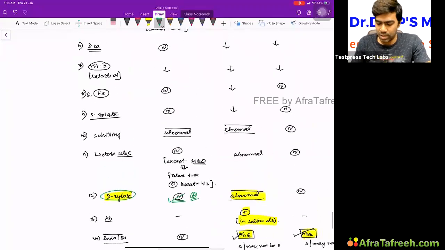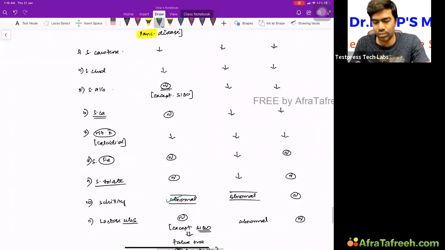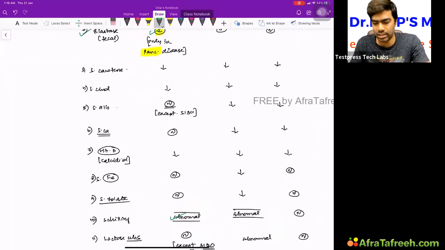And apart from that, Schilling test in pancreatic disease will be abnormal. There is no question about that because pancreatic enzymes are important for absorbing B12. So Schilling test will be abnormal. So these are the four things that you need to know as far as pancreatic disease is concerned.